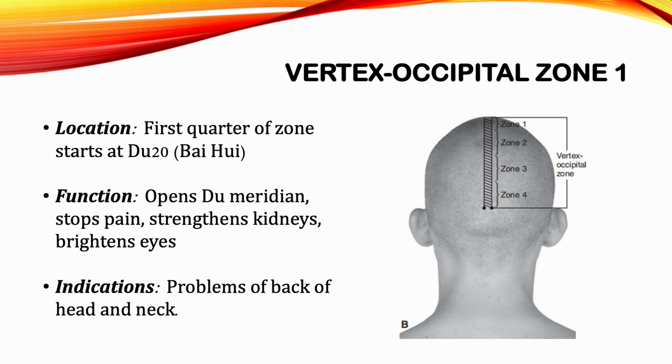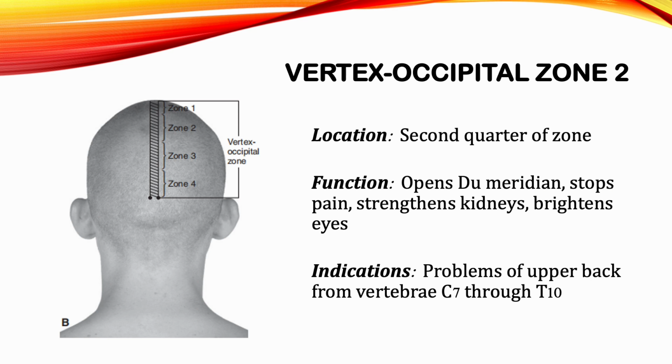Vertex-occipital zone 1. The first quarter of the zone starts at Du 20. Opens the Du meridian, stops pain, strengthens the kidneys, and brightens the eyes. Indications: problems of the back of the head and neck. Vertex-occipital zone 2. The second quarter of the zone. Opens the Du meridian, stops pain, strengthens the kidneys, and brightens the eyes. Indications: problems of the upper back from vertebrae C7 through T10.